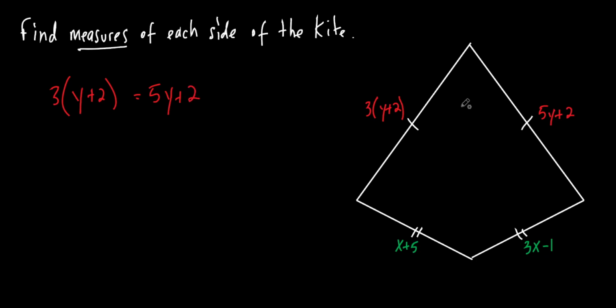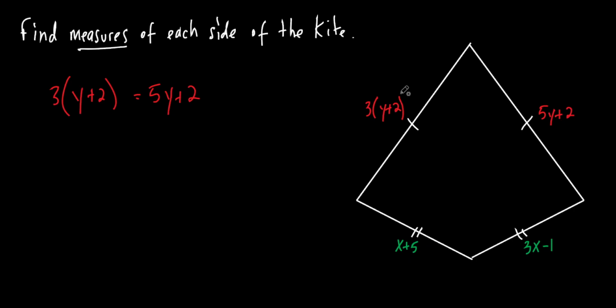Everybody with me? So this is equal to this. Do you agree? Because it's a kite. And this length is equal to this length, just because of the definition of a kite. What do you have to do? Solve for y. But then, are we done after we solve for y? No, we got to plug it back in for y.